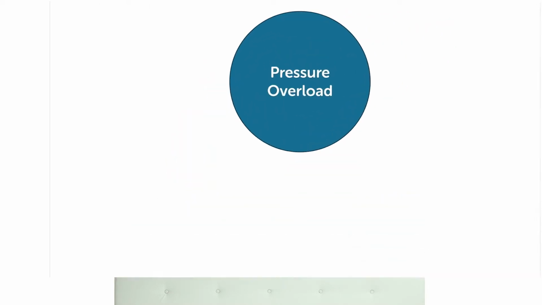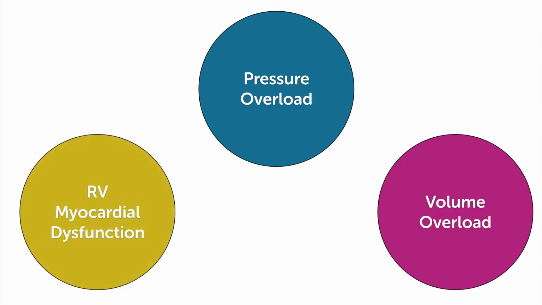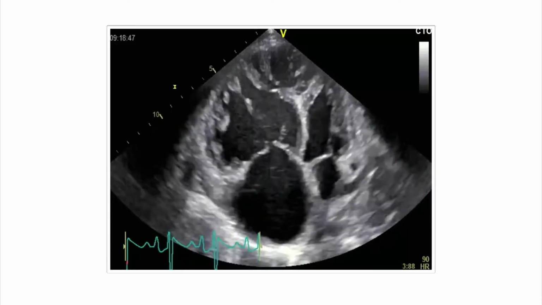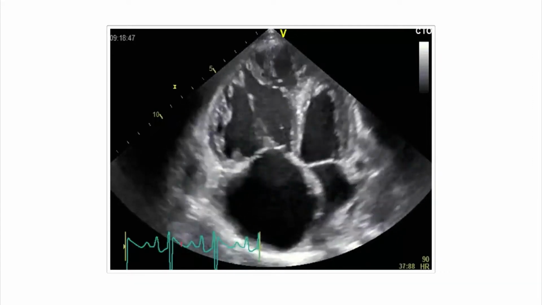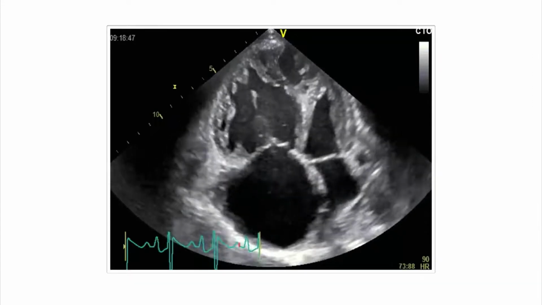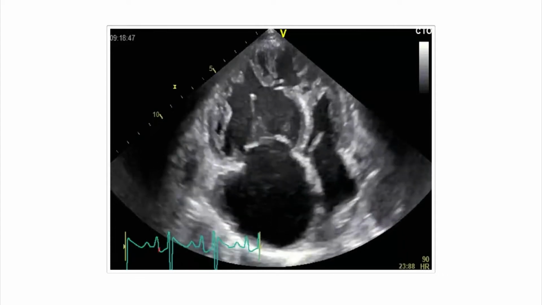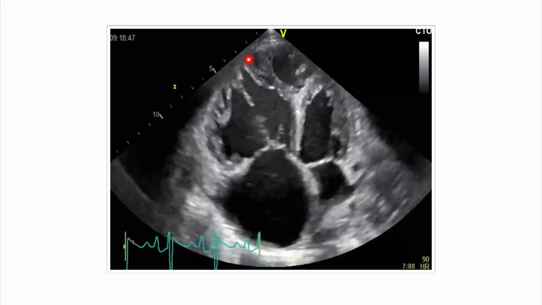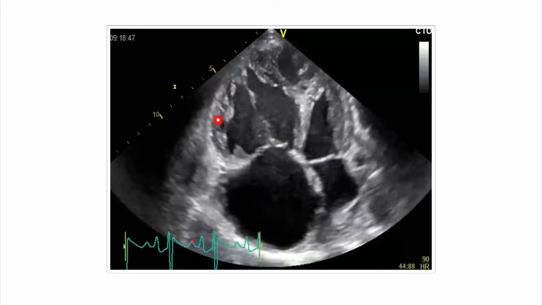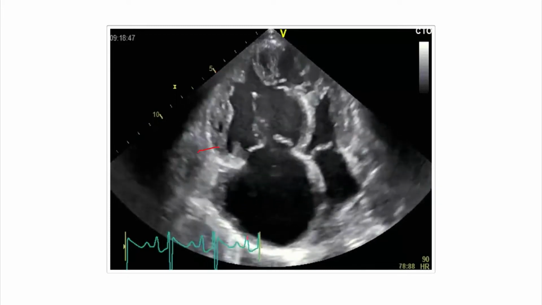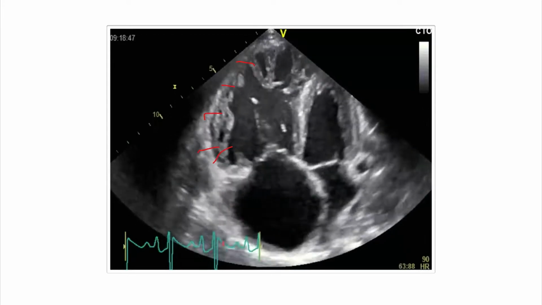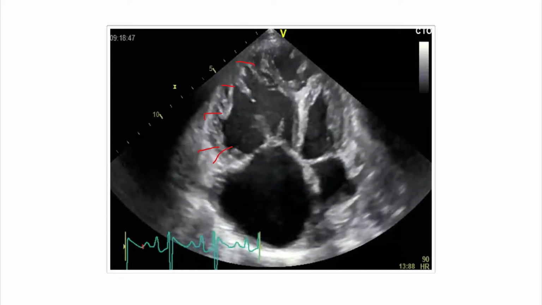Conditions which cause pressure overload, volume overload, right ventricular myocardial dysfunction, or a mixture of the three can lead to scenarios like this one. Look at the right ventricle and compare it with the left one. It's the biggest chamber of this heart. It's extremely dilated and hypertrabeculated. You see it, the myocardium is hypertrophic, and when you consider the motion of the free wall, well, it is reduced. It means this heart, as far as the right ventricle is concerned, is pumping poorly.